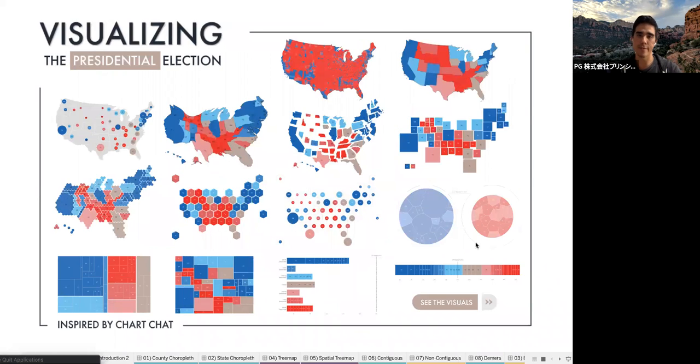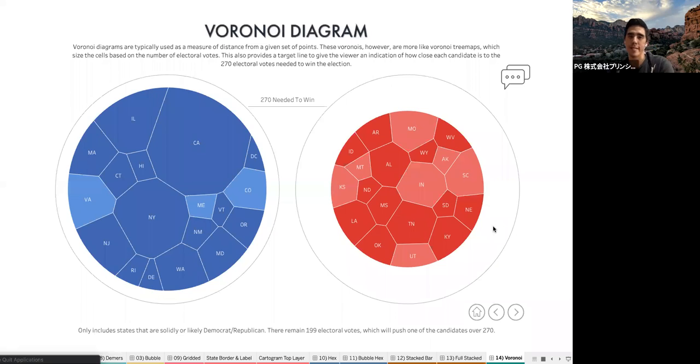This chart is really interesting. It's called a Voronoi diagram. Each state is shown in two different bubbles. This one is for Biden to win, this one is for Trump to win, and the size of the line outside is kind of the finish line. 270 votes would get them past this finish line. So you can see with all these states that are already blue, Biden is quite close to winning, but Trump needs more, there's more of a gap here, right?